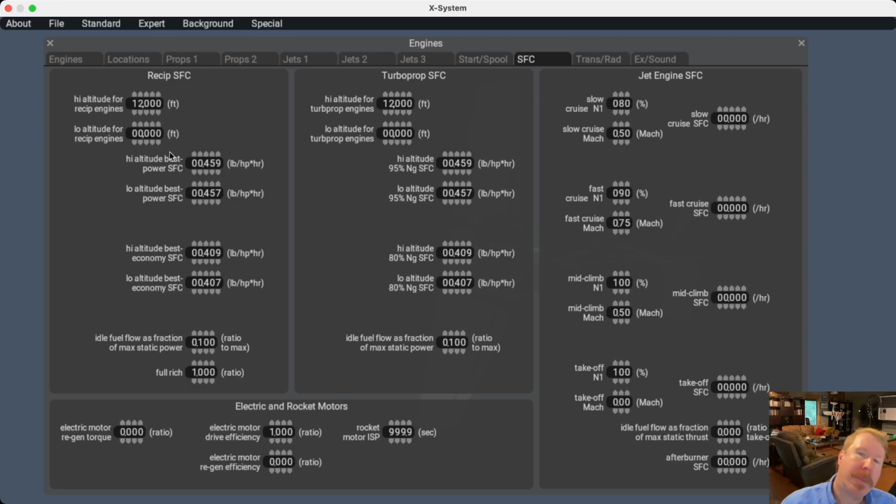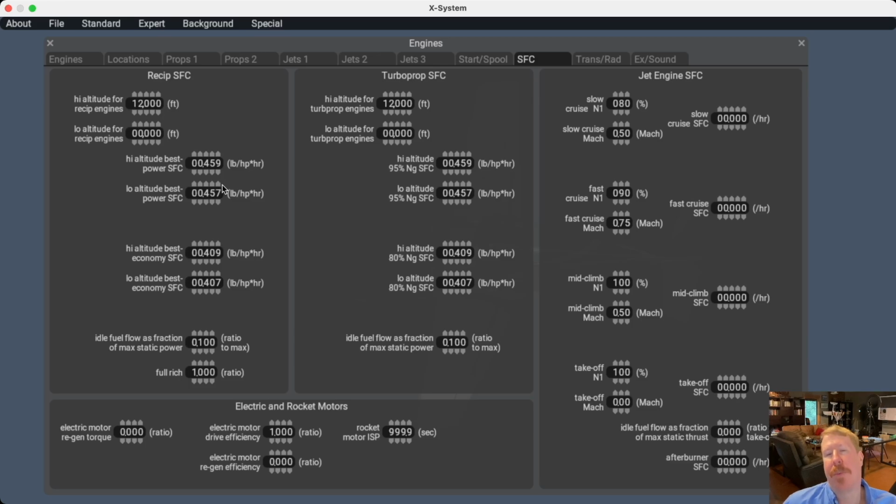So we enter our high and low altitude best power SFC. This is the specific fuel consumption of the engine at the best power fuel air ratio at 12,000 feet and at sea level. And you'll notice it's basically the same. In other words, what this tells us is the altitude that the airplane's flying at has almost nothing to do with the efficiency of the engine. The engine gives the same horsepower per gallon per hour regardless of what altitude it's at.